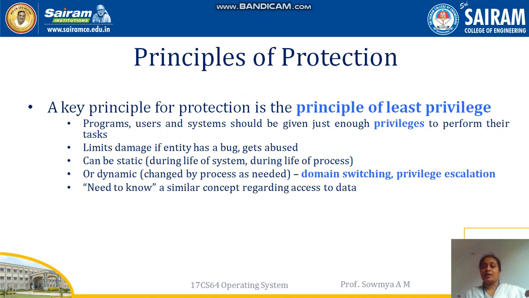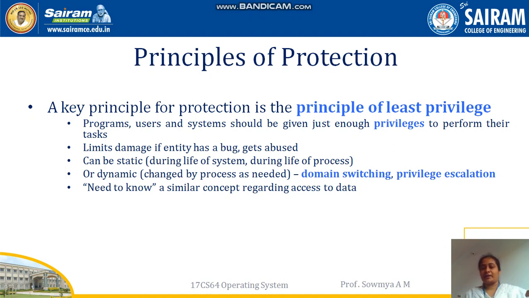Principles of protection: it works based on the principle of least privilege. So provide the least privileges that are enough for a process or for the user for their execution. The user and the system should be provided with just enough privileges for their task. This is how protection is maintained. If you provide the minimum number of enough privileges rather than the maximum number, then damage will be very less.